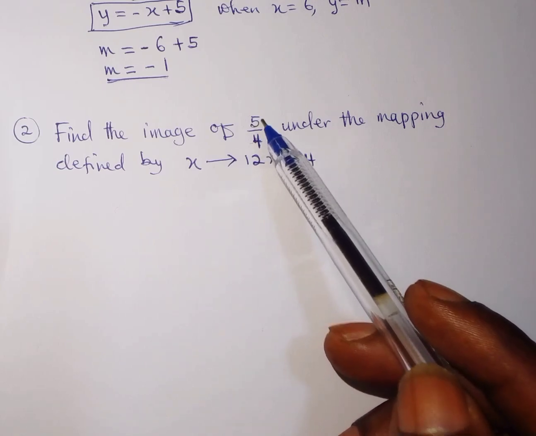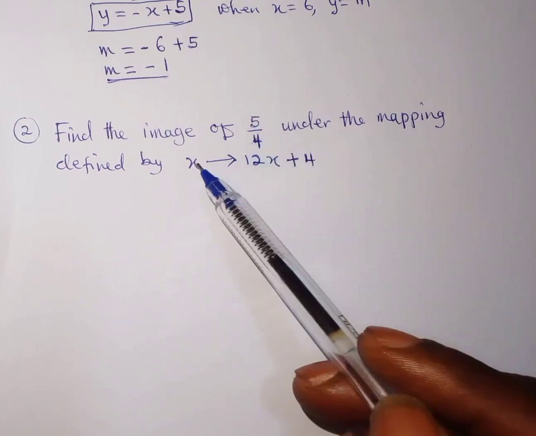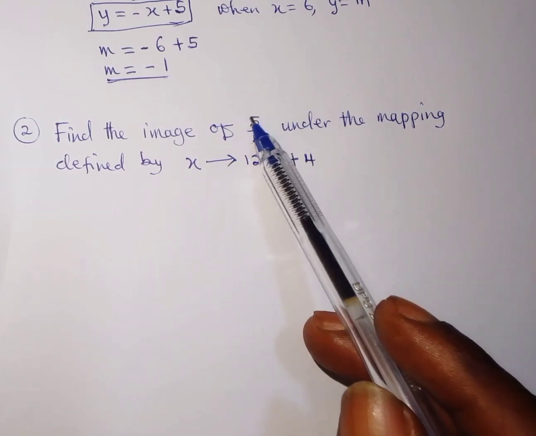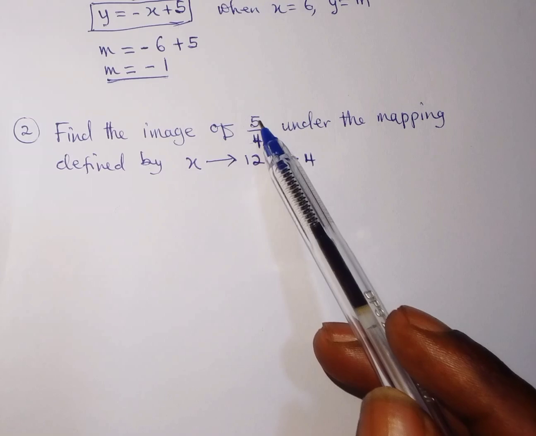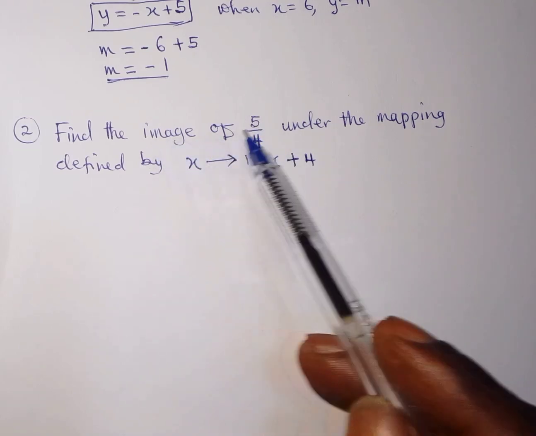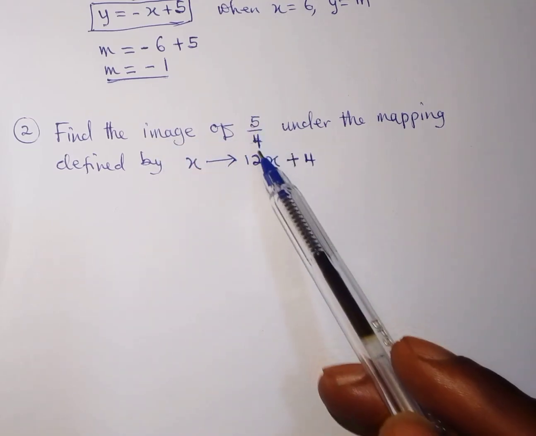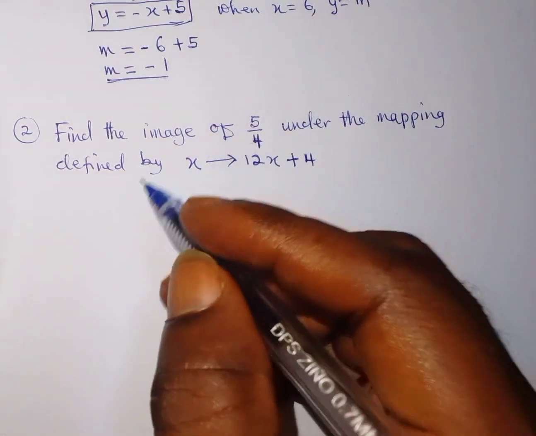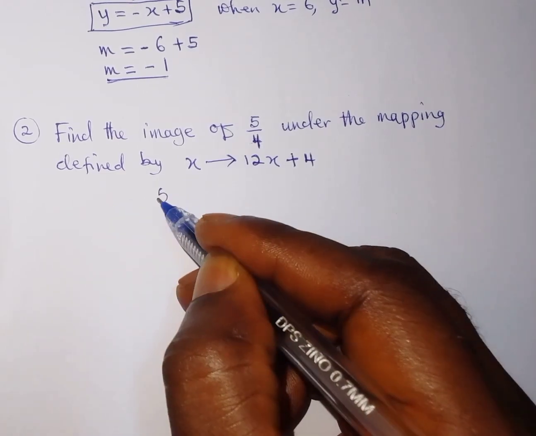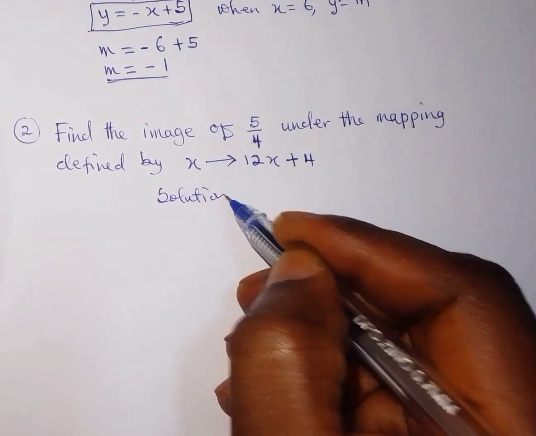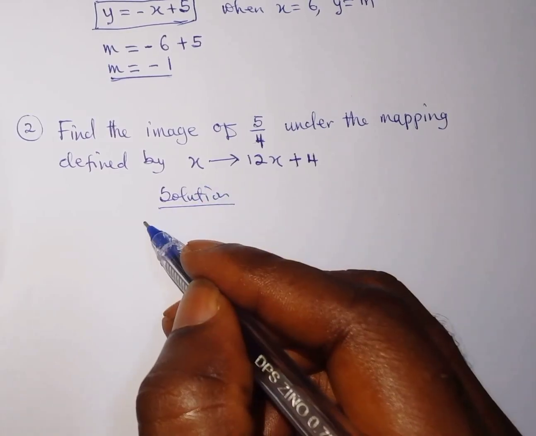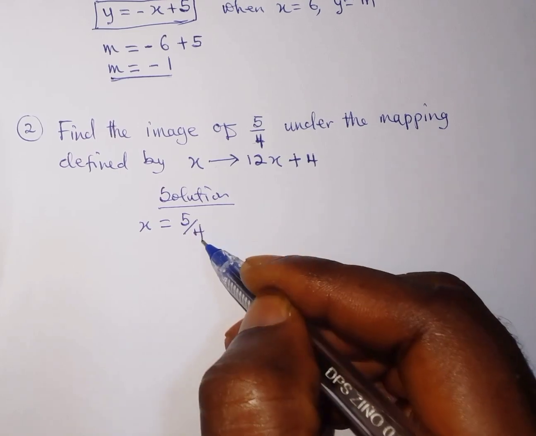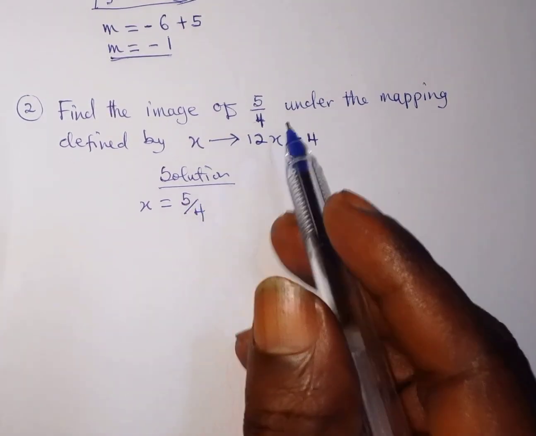But we can only do that when we substitute this value into the relation. This is the relation given, that is x. This is my x, which is a domain. I can only find its image when I substitute this value into the relation. Yes, that is the only way I can do that. So let me write my solution first. It means that x is given in the question. So I will only substitute this value into the relation.